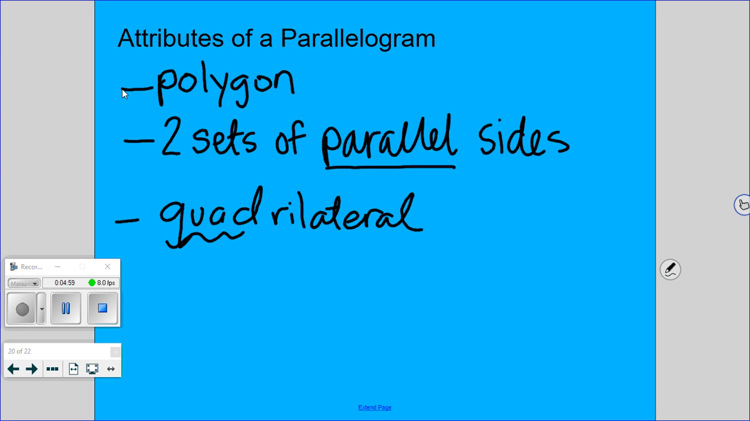So we're going to look at some other ways to determine shapes. We're going to watch a little video on attributes just as a refresher. And then we're going to talk about rectangles, because rectangles and parallelograms are similar, but there are a few differences.